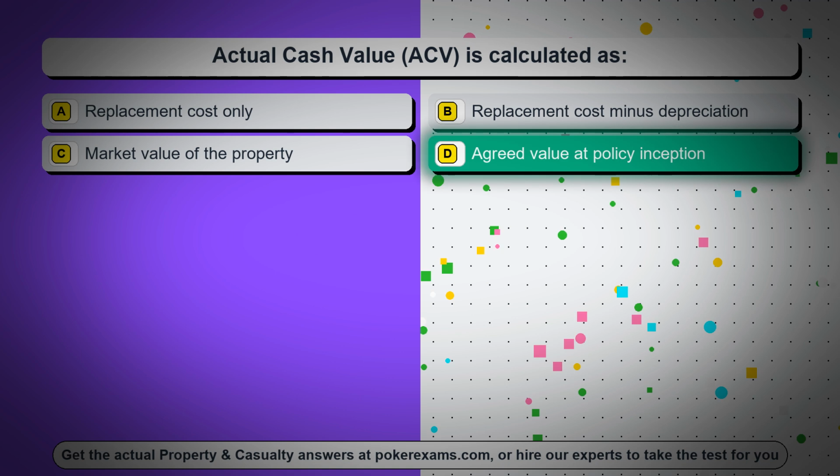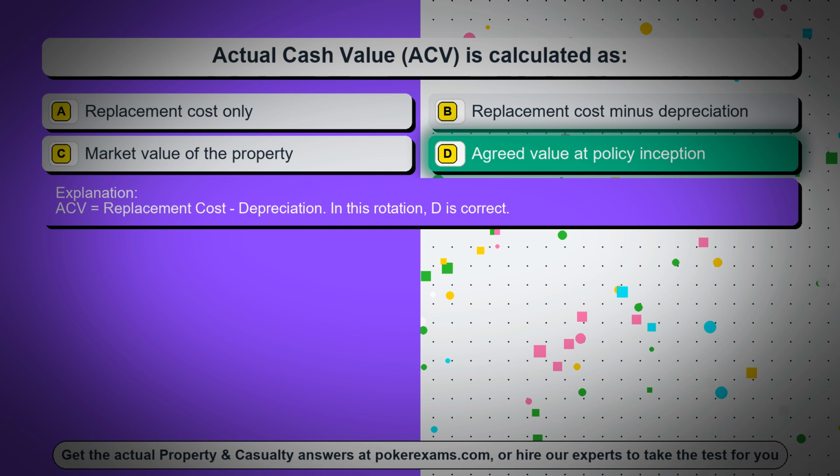The correct answer is option D, agreed value at policy inception. ACV equals replacement cost minus depreciation. In this rotation, D is correct.